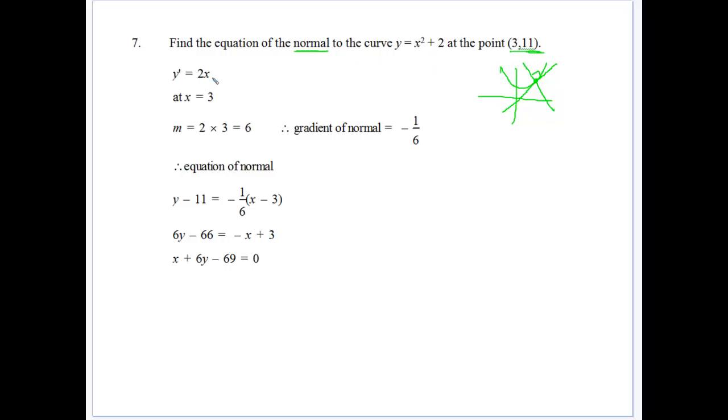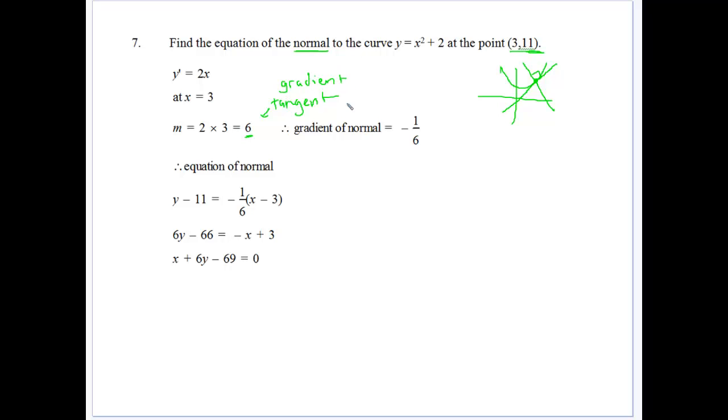Well, we can get the gradient of the tangent by differentiating x squared plus 2, which gives us 2x. At x equals 3, that gives us a gradient of 6. Okay, now that's the gradient of our tangent. So our gradient there of our tangent is 6.